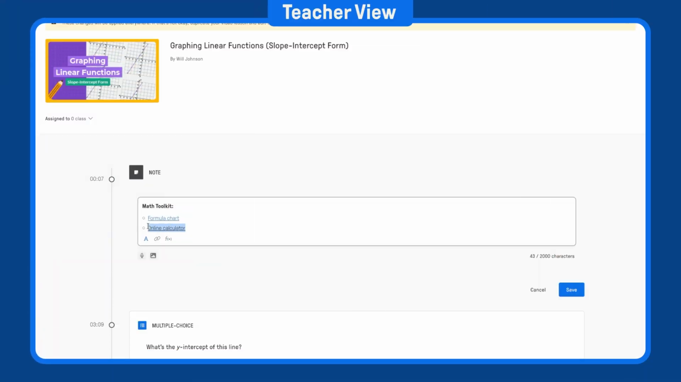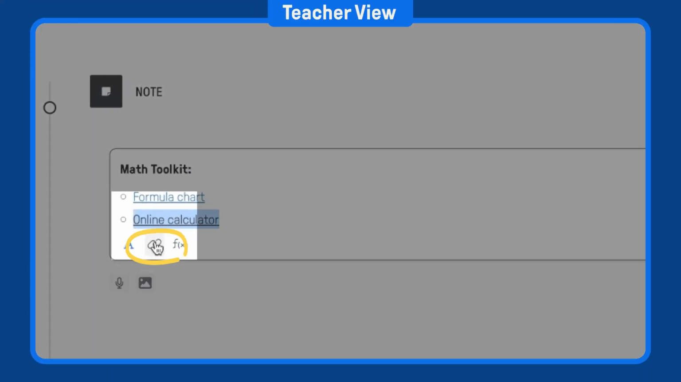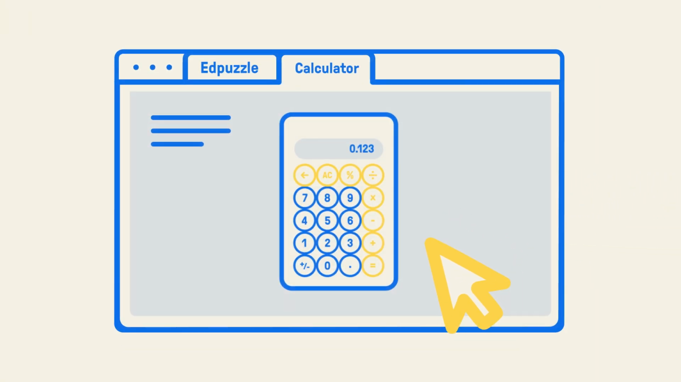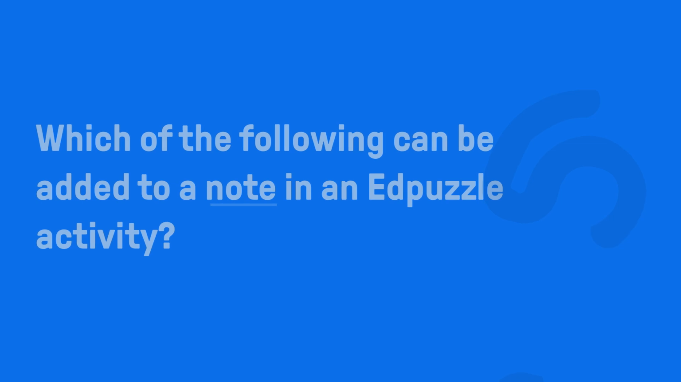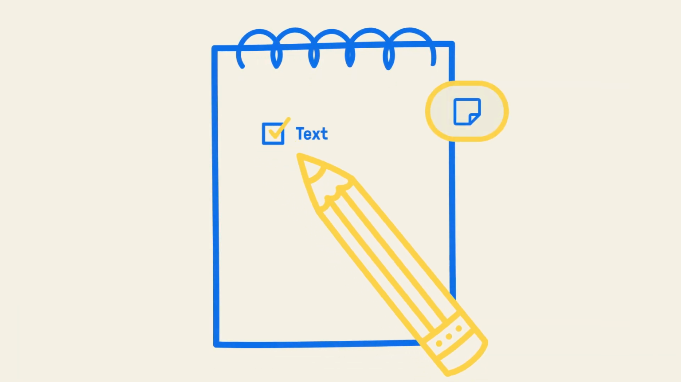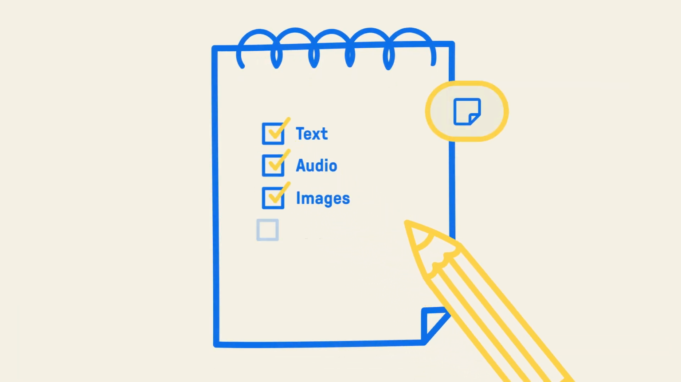Adding a link within a note or question is simple. Just click this button. When students click on a link, it will open in a new tab, so they can seamlessly switch back and forth between their Edpuzzle assignment and the resource you've shared. Let's review. Which of the following can be added to a note in an Edpuzzle activity? Embedded notes can contain text, audio, images, and links to helpful resources.